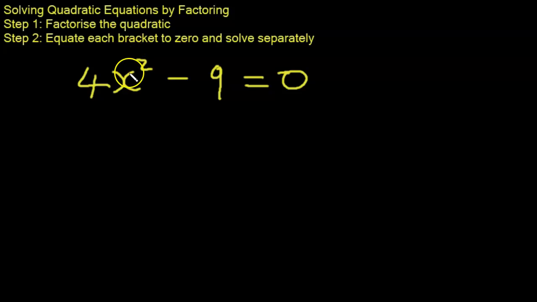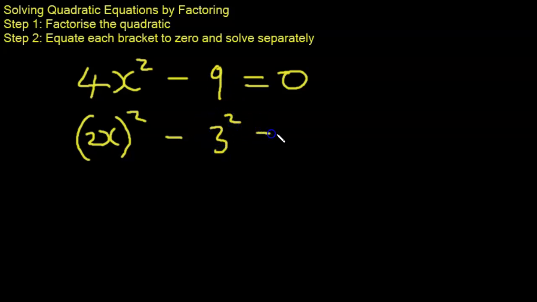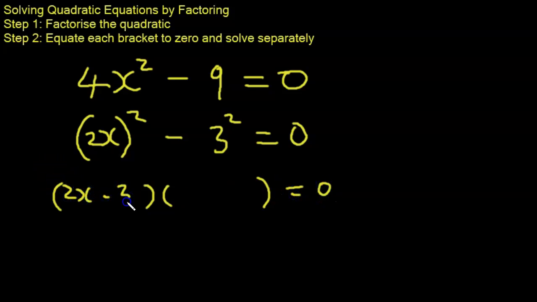Here is another one. And does this look familiar to you? Yes, it should jump at you, that this is a difference of 2 squares. So 4x squared can be rewritten as 2x all squared. And how can we rewrite this number 9? 3 squared. So we have a difference of 2 squares. We know how we factorize it. So 2x minus 3 in one bracket, and 2x plus 3 in the other bracket. And it doesn't matter the order of the brackets, whichever bracket you want to put first.